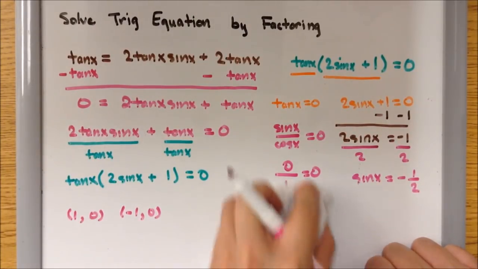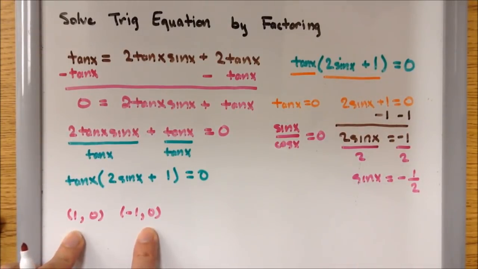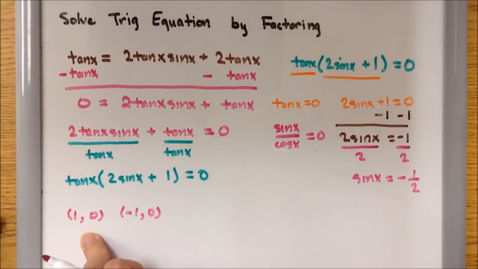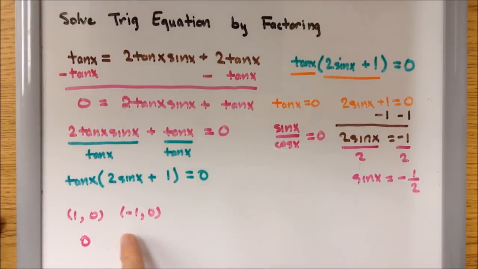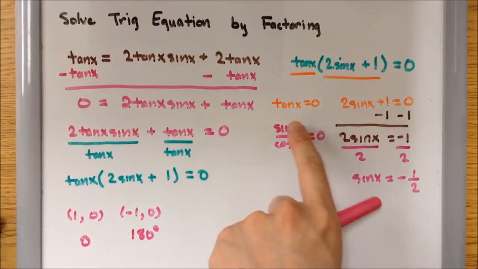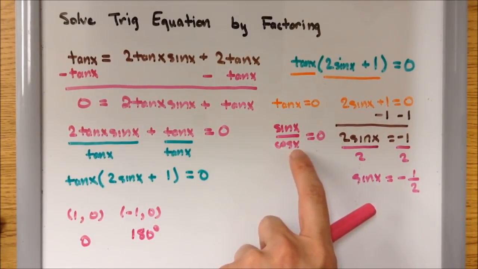So I'm going to erase this to make room. So you look at the unit circle for which angle measure has 1, comma, 0 and negative 1, comma, 0. So 1, comma, 0, that's going to be 0 degrees. And then negative 1, comma, 0, that's going to be 180 degrees. So we figured out the angle measures in degrees for tangent of x equal to 0, or basically sine of x over cosine of x equal to 0.